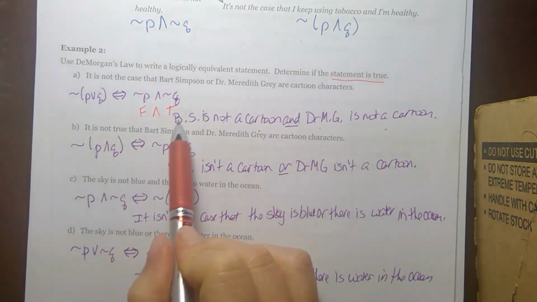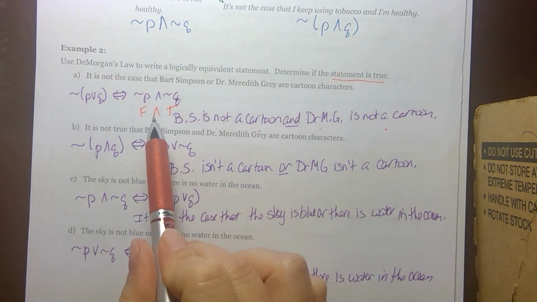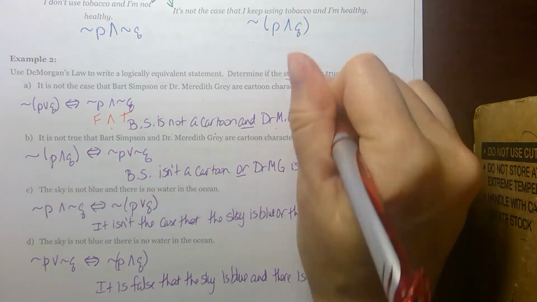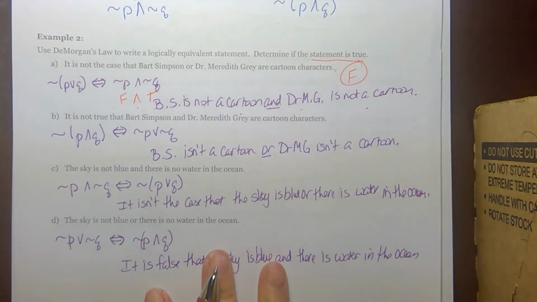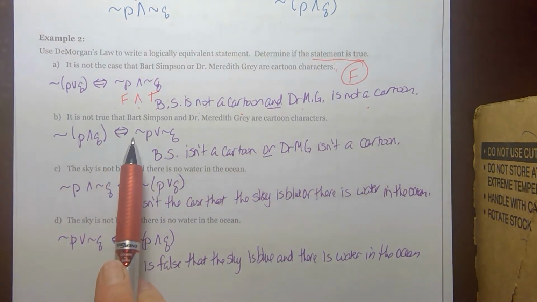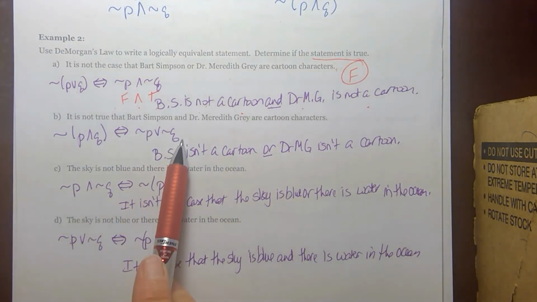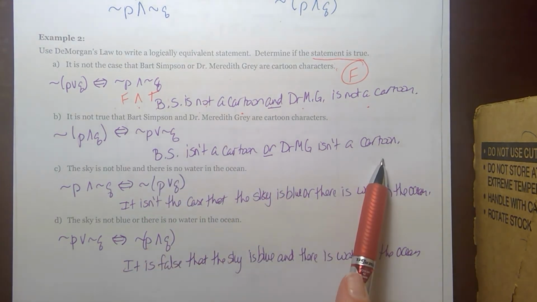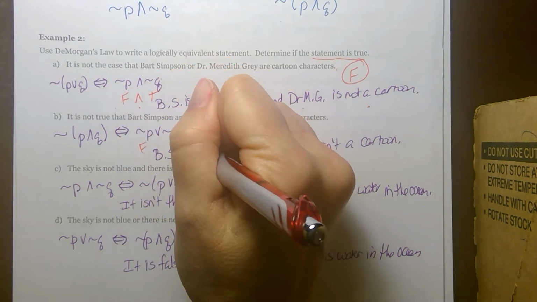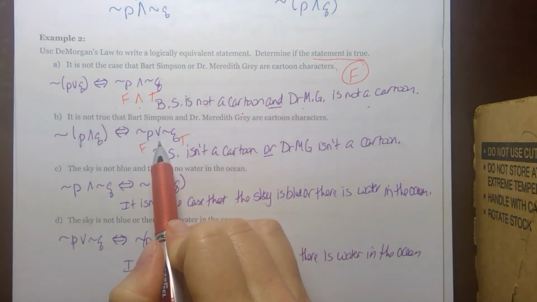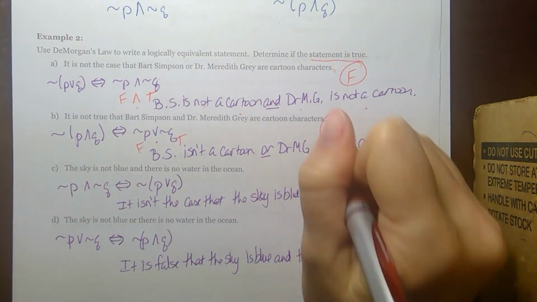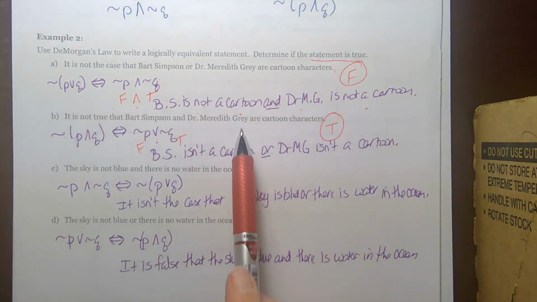So conjunction, F and T, false and true. Conjunctions, both statements have to be true, so this pair of statements is false. On B, I've written the logical symbols for what I was given. Using De Morgan's law, I've said that is logically equivalent to not P or not Q, and then I put that into words. Well, not P we determined was false up here. Not Q we determined is true. This time, though, it's a disjunction, and if one statement is true in a disjunction, then the disjunction is true, so both of these statements are true.